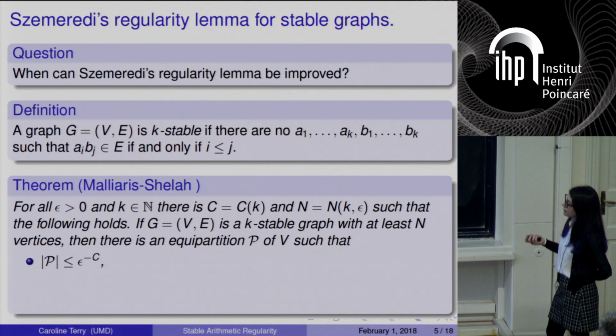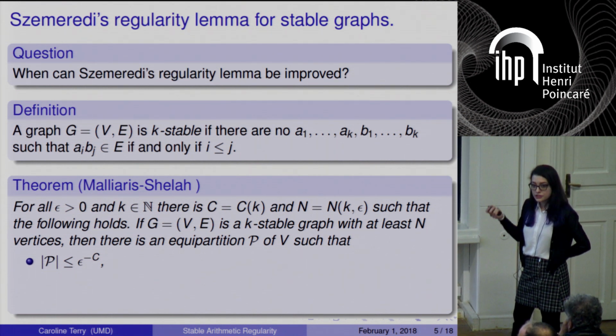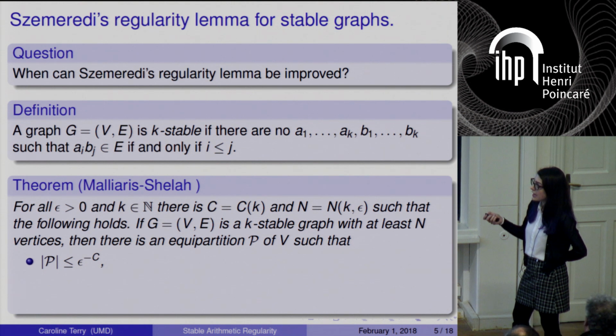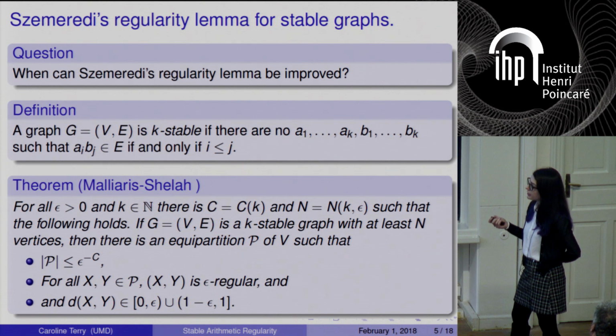First of all, the size of the partition is only polynomial in 1 over epsilon. In the general regularity lemma, this was a tower of 2's of height polynomial in epsilon. So this is drastically better. On the other hand, for every pair XY in the partition, XY is an epsilon-regular pair, so there are no irregular pairs. Further, for every pair XY, the density is either very close to 0 or very close to 1. In particular, it's in the interval between 0 and epsilon, or 1 minus epsilon to 1.